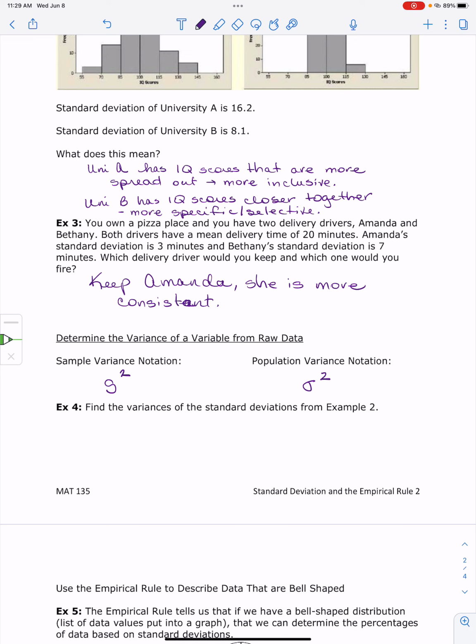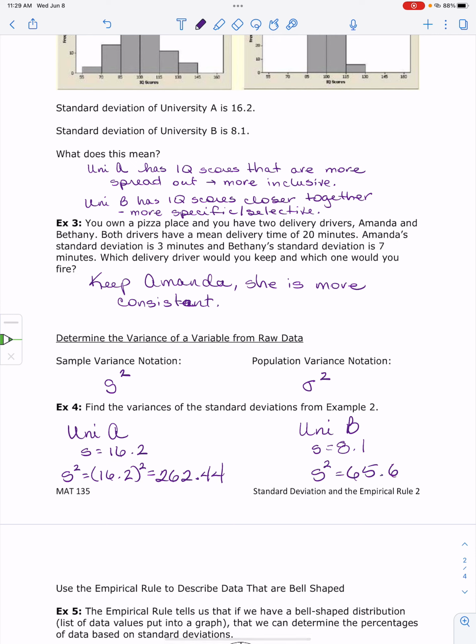So to find our variances from example 2, so for Uni A, my standard deviation was 16.2. So to find my variance, I'm squaring that. I get 262.44. For University B, my standard deviation was 8.1. When I square that, I get 65.61.